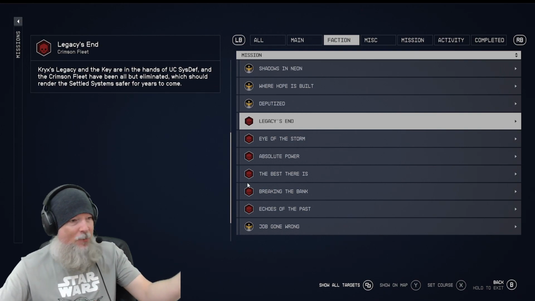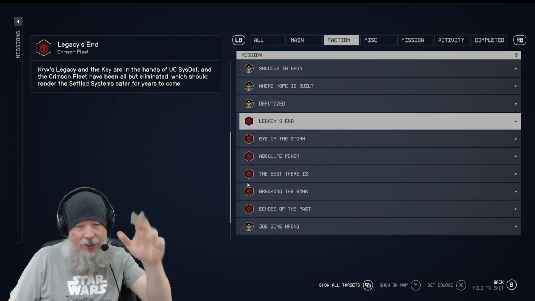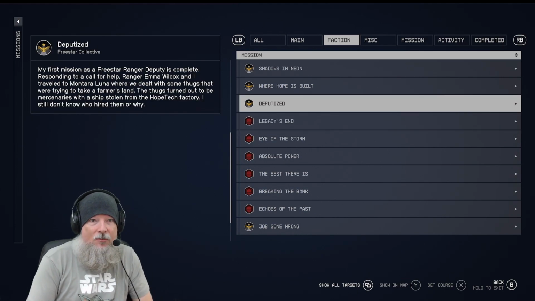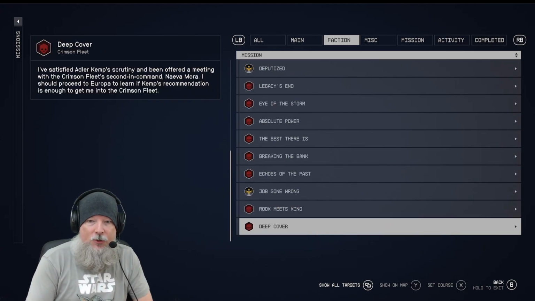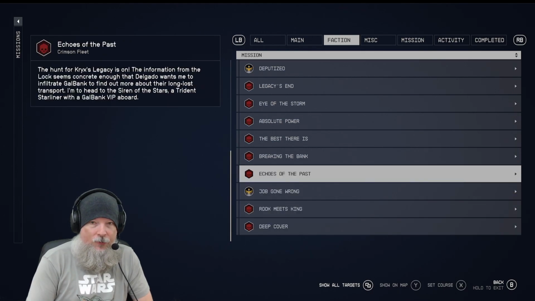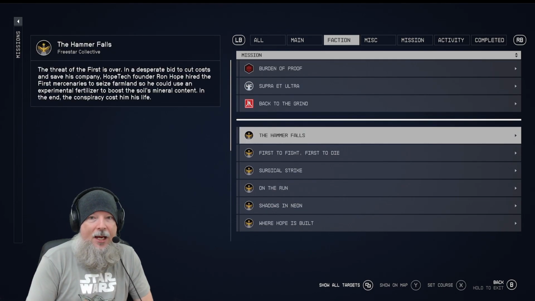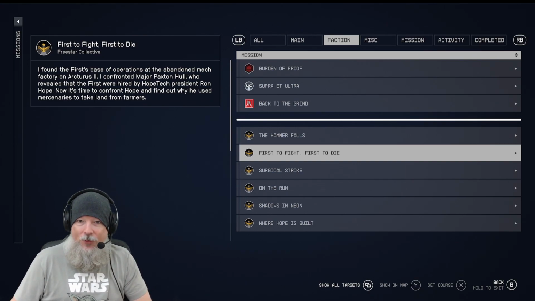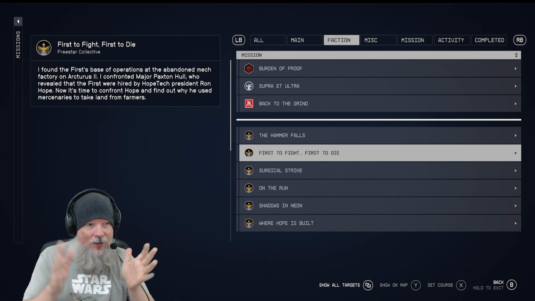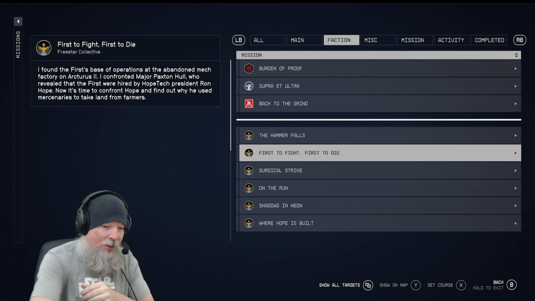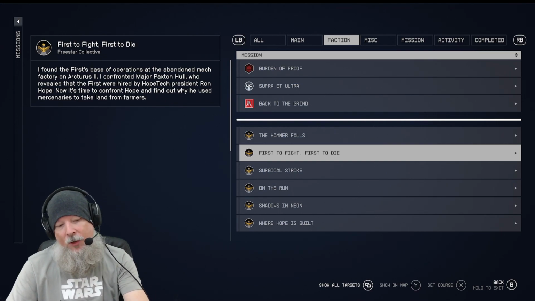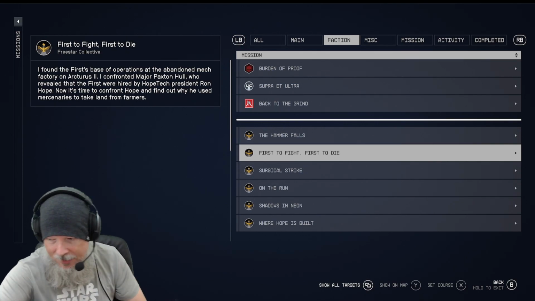Now, had I been a space pirate, I would have said, screw the UC SysDef, let's go Crimson Fleet all the way. Now, when I got to the Freestar Collective missions, which was for the Freestar Rangers, that was definitely a chaotic good, you know, you're a space marshal, you're the space police, but only for the Freestar Collective. And it felt like it was less about being a police agent than it was about helping the little person, helping those in need who really need it.